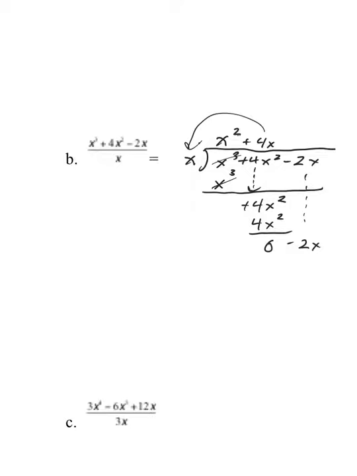X goes into minus 2X, minus 2 times. Minus 2 times X is minus 2X, 0. So there it is. This is the answer to that division problem, X squared plus 4X minus 2. At this point, I'm going to invite you to try your hand at the other questions. Hopefully if you're in a math lab or something like that, you'll be able to get additional help if you get stuck on any of these things. But the process is the same.